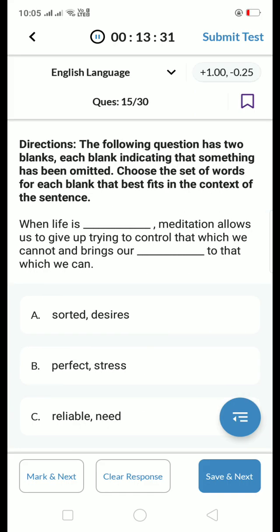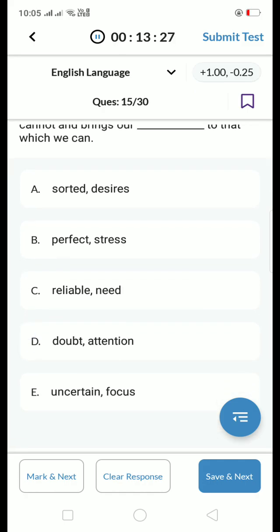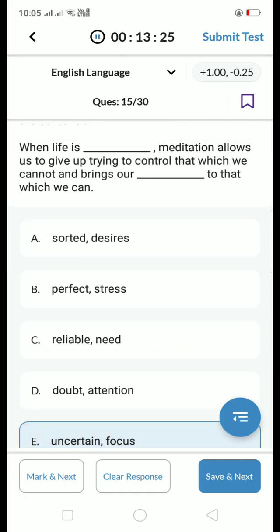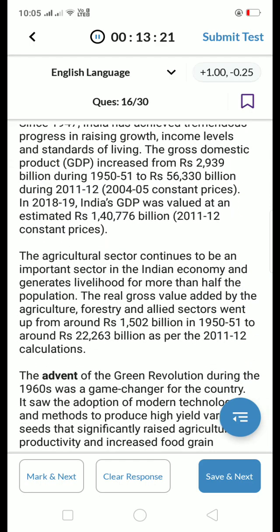When life is dash, meditation allows us to give up. When life is uncertain, control that we cannot, and bring our focus to that what we can.